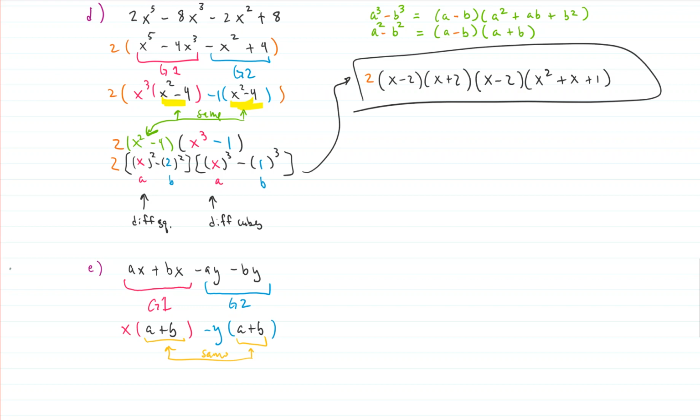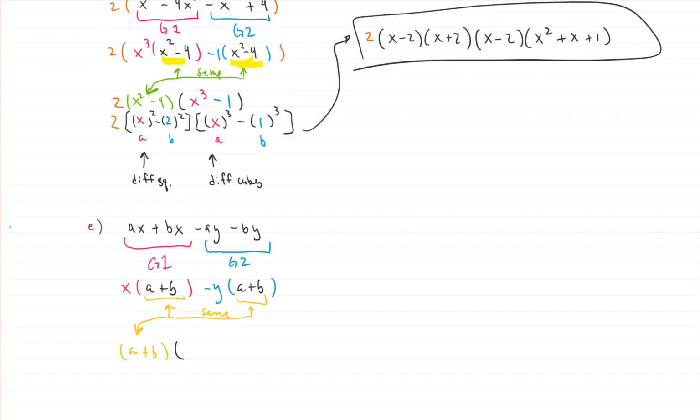Because this is the same, we have a common factor we can pull out. So we have a plus b sitting out front. And we have an x left over and a negative y left over. And we're done. So our answer then is a plus b and x minus y.